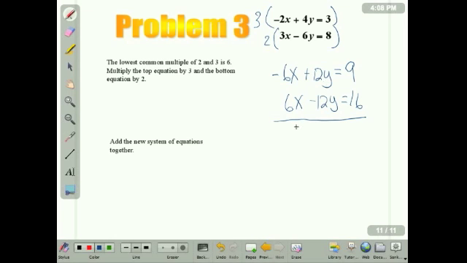When we do that, you'll notice that my x's eliminate, my y's eliminate, and I'm simply left with 25. But I have nothing to solve for. In this case, my answer is no solution. It's because the lines never cross. They're parallel.